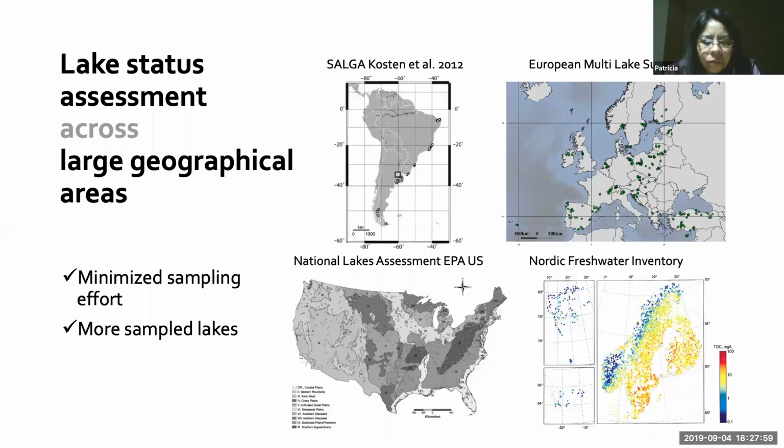Such types of surveys have also been used at the national level, as we have on the two pictures at the bottom, which was the Nordic freshwater inventory with about 3,000 to 4,000 lakes, and the National Lakes Assessment in USA in 2007 and 2012 that sampled about 1,000 lakes. These data sets have been used by several scientists to answer questions on food web issues and lake status.